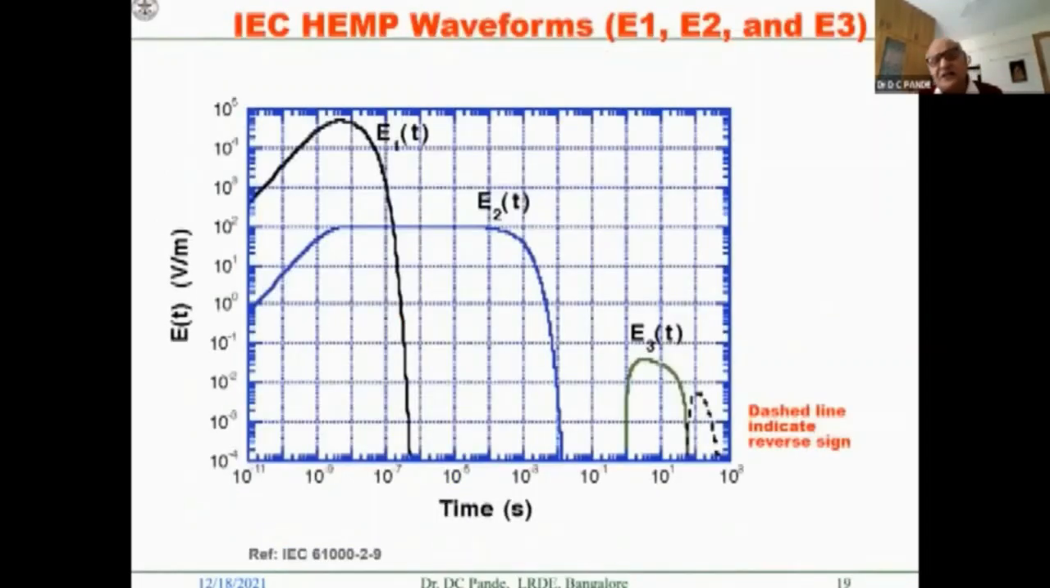there is that EMP which gets generated by these particular pulses. We have nowadays three pulses, which are in the IEC specifications.